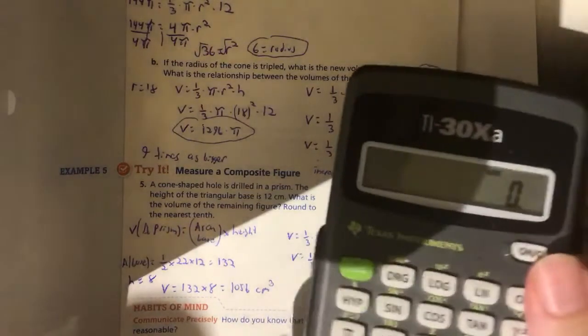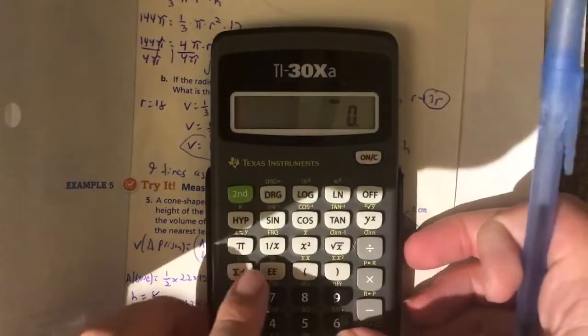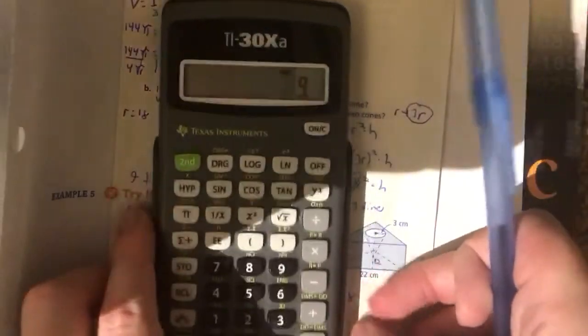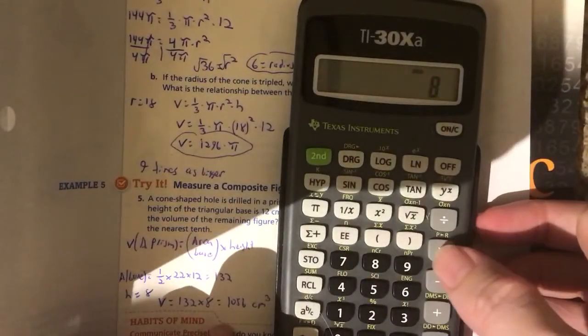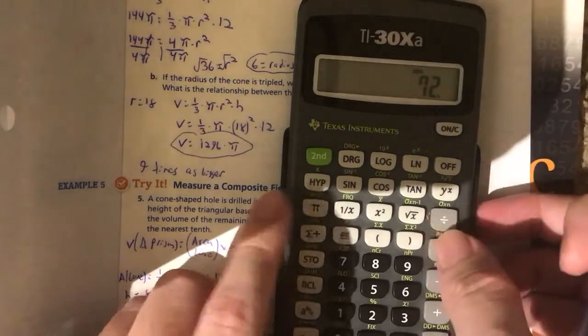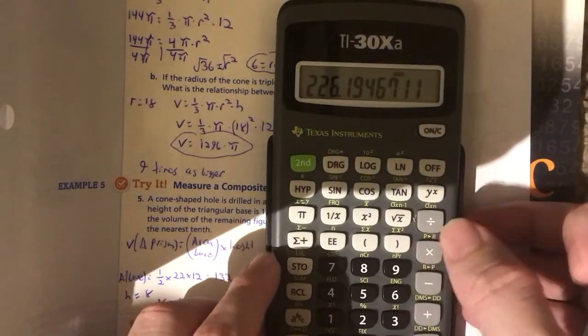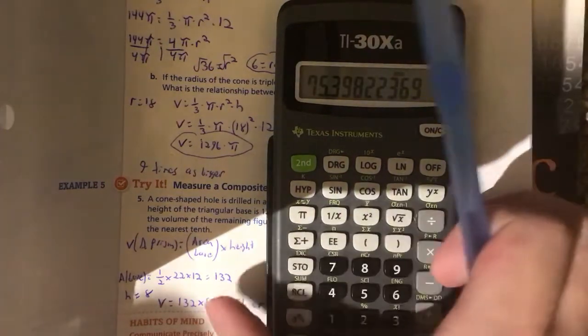And I'm going to multiply this all out. Remember, do the squared piece first, order of operations. 3 squared is 9 times 8 times pi. I'm going to write out that entire number times 1/3. And I get 75.39. I'm going to round that to 75.4.